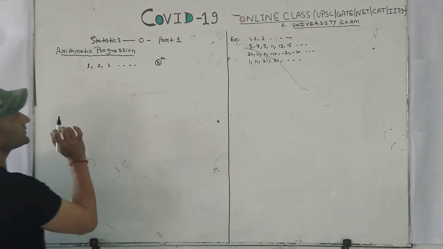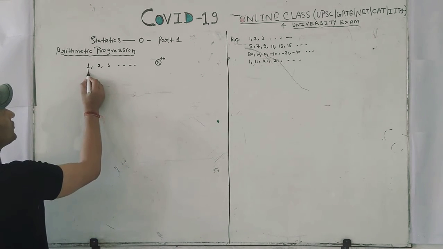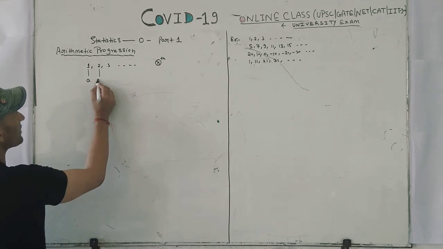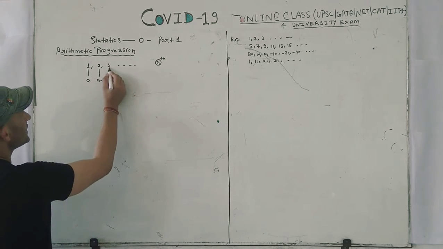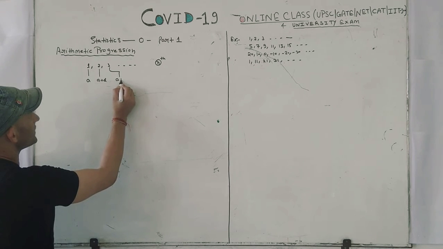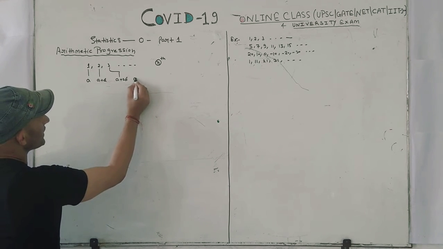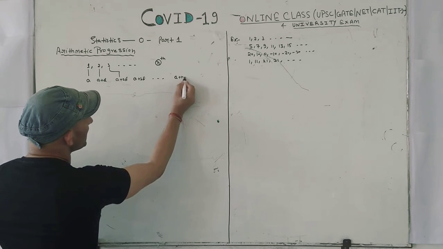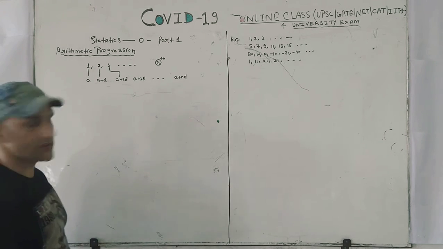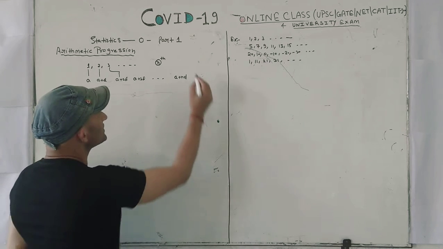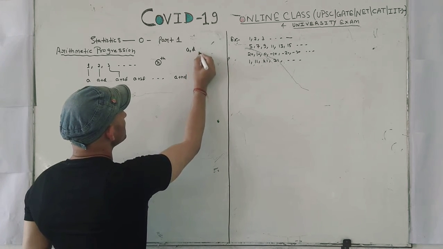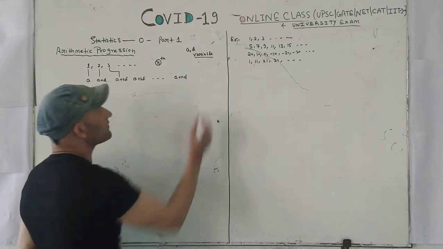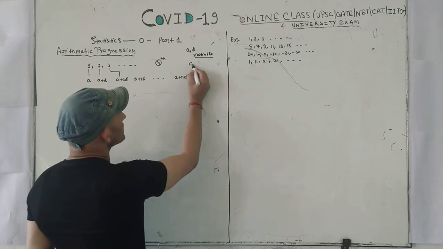So let us start. This is your first number, this is a. Then this is your second number, a plus d. This is your third number, a plus 2d. Then a plus 3d, and so on, up to a plus nd. What is this? Here a and d are variables. There is a little difference between a variable and a constant. c is the constant.